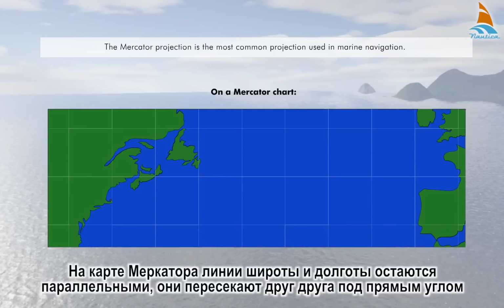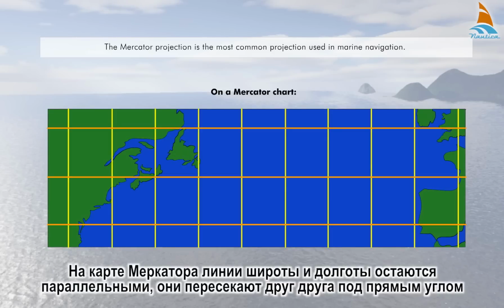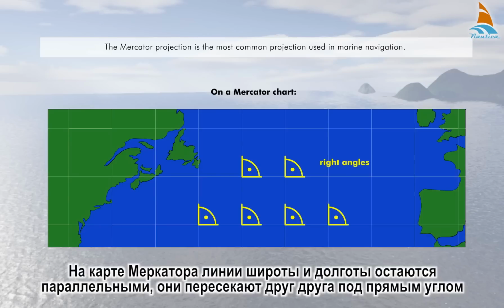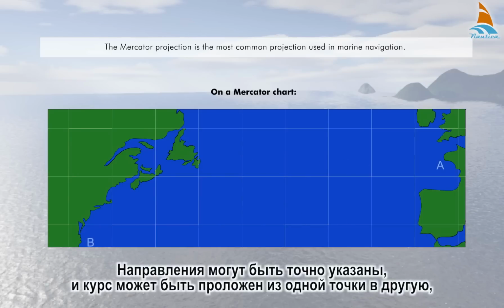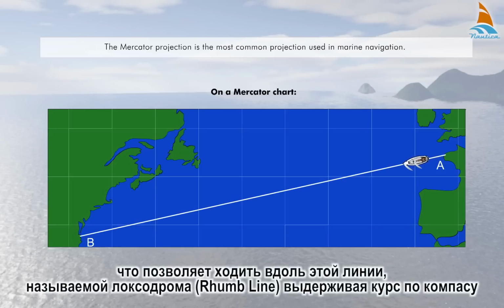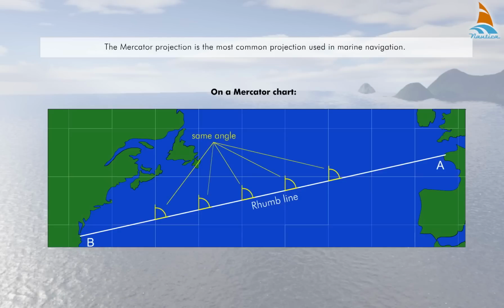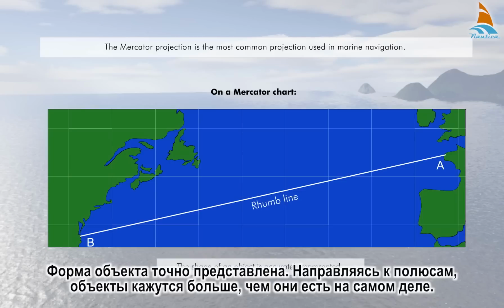On a Mercator chart, the lines of latitude and lines of longitude remain parallel, and they cross each other at right angles. The directions can be accurately plotted, and a course can be plotted from one point to another, making it possible to sail along that line. This is called the rhumb line, by steering a single compass course. The rhumb line crosses all meridians at the same angle. The shape of an object is accurately represented. Sailing towards the poles, the objects appear larger than they actually are.